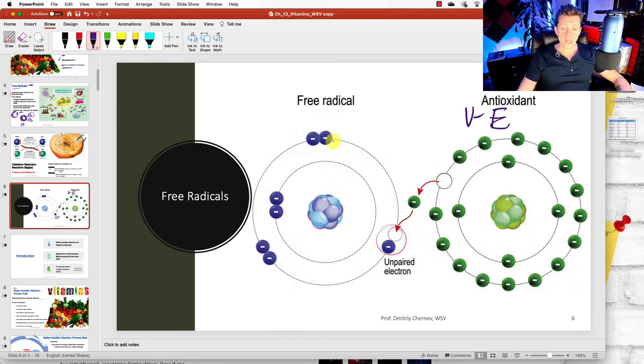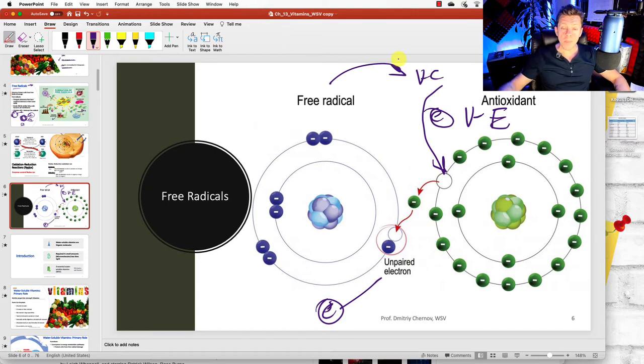Used to be a good cell, now it's lost an electron, right? This electron is here, for example, and this vitamin E donates its own electron. But then there is another vitamin, right? I don't know, vitamin C will give its own electron. But vitamin C loses an electron, and another vitamin will reduce it, will give it back.